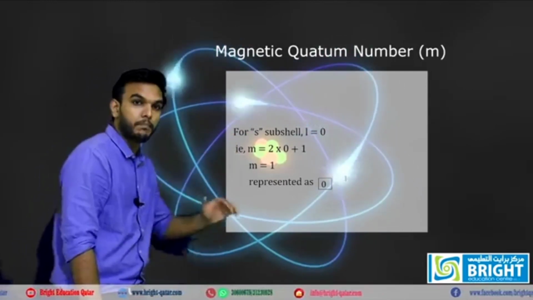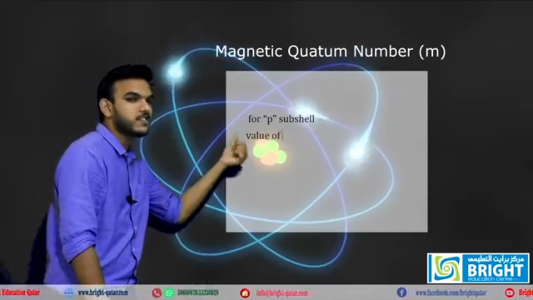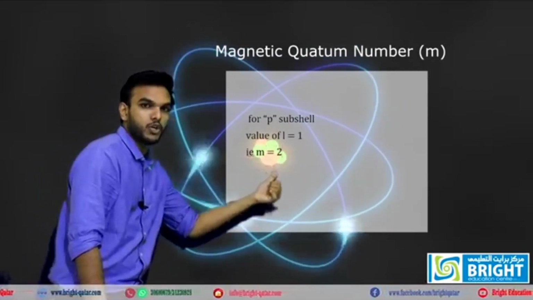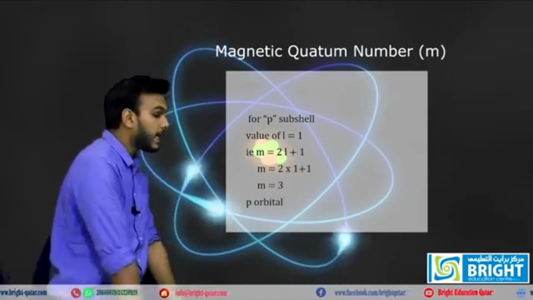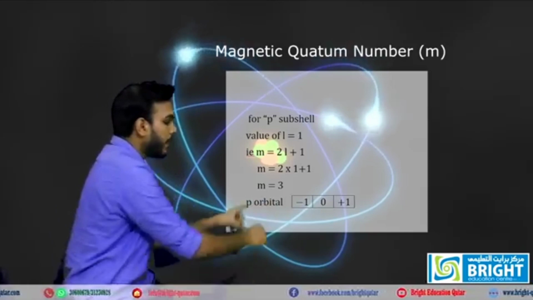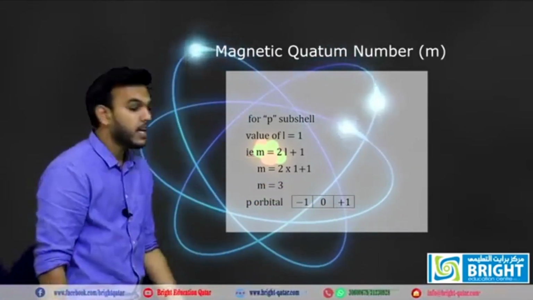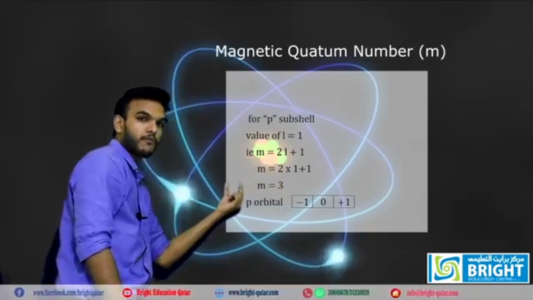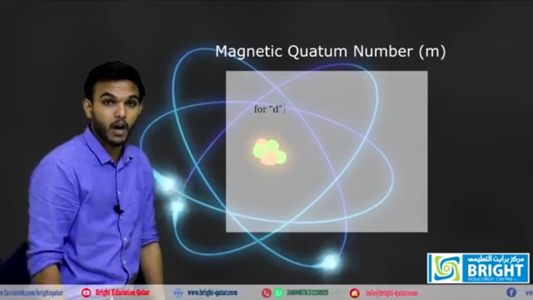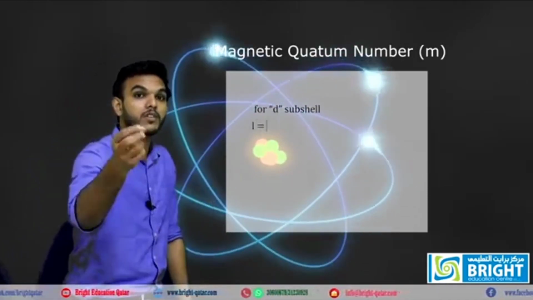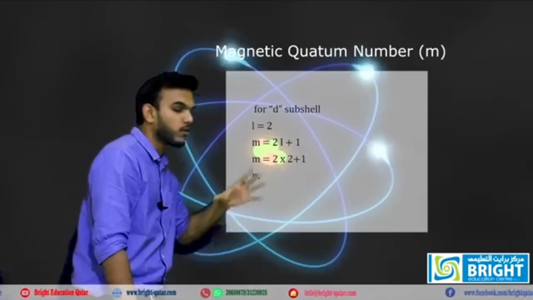And in the case of the p subshell, that is the p orbital, the value of l is equal to 1, that is 2 into 1 plus 1, so the value is equal to 3. That is, the p orbital contains 3 orbitals: the center one is 0, the left one is minus 1 and the right one is plus 1. In the case of the d orbital, d has l value equal to 2, therefore 2 into 2 plus 1 is equal to 5.